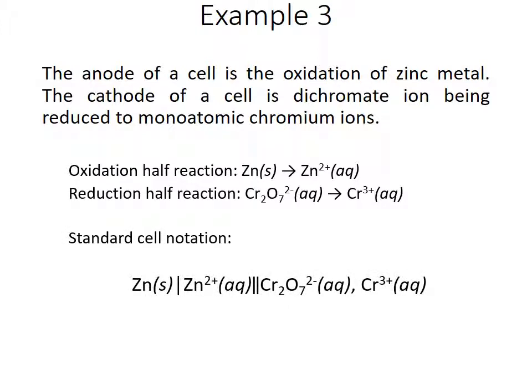Let's write this out. Our anode looks like zinc solid, single divider line, zinc 2 plus aqueous, double divider line. Now we've got Cr2O7 2 minus aqueous, because this is the reactant in the reduction, comma, Cr3 plus aqueous. So we see that comma, we're not changing phase. We're going aqueous to aqueous. So instead of using a single divider line, we use a comma, as we saw in Rule 2 way at the beginning of this video.